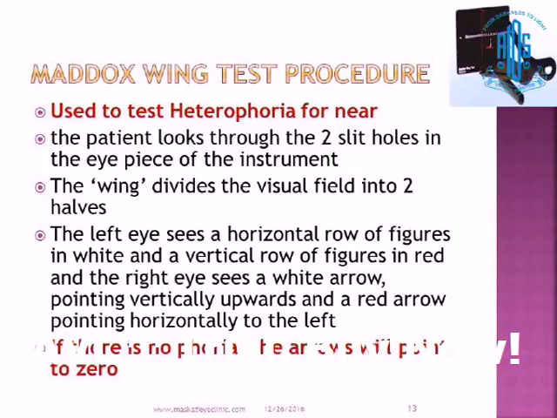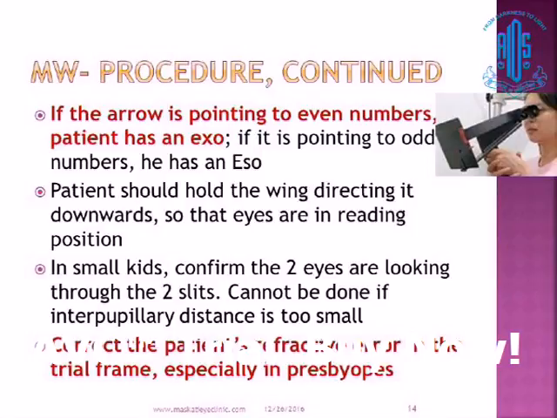Then you put prisms and see that the arrow comes to 0. When it comes to 0, that's the amount of correction which you want. If there is no phoria, the arrow will point to 0. So it's as simple as that. You're dissociating the two eyes. In the earlier test, you use the Maddox rod to dissociate because you get dissimilar images. Here you're separating the two eyes, so one is seeing an arrow, one is seeing the numbers. So as I said, if the arrow is pointing to even numbers, it's EXO.